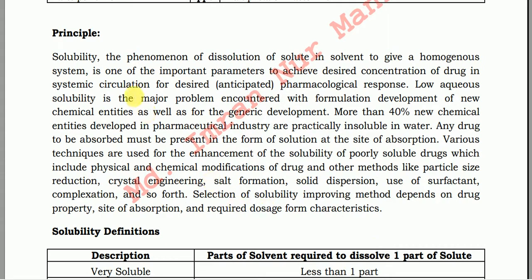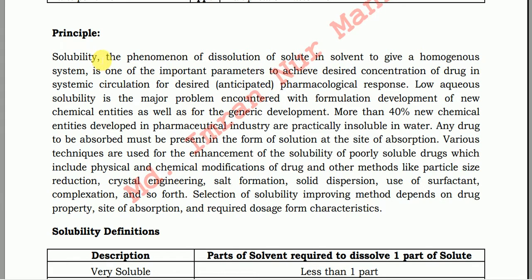The principle states that solubility is the phenomenon of dissolution of a solute in a solvent to give a homogeneous system. It is one of the important parameters to achieve the desired concentration of drug in the systemic circulation to get the anticipated pharmacological response. This slide implies that solubility is a very important phenomenon.